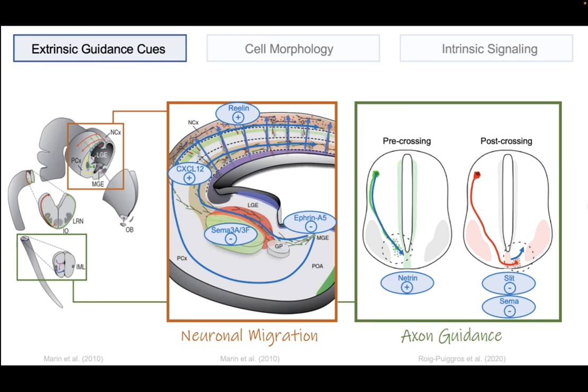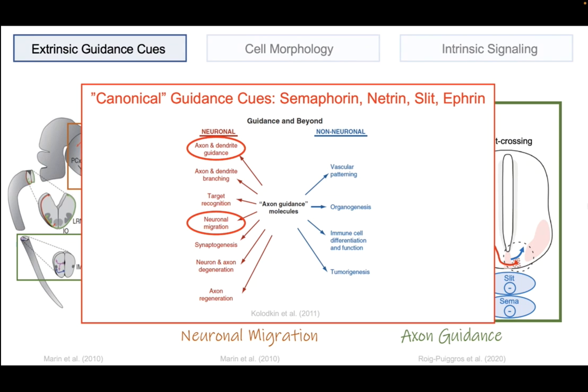One thing we notice when comparing these examples is that there are so-called canonical guidance cues which influence both neuronal migration and axon guidance and classically comprise semaphorin, netrin, slit, and ephrin. In fact, it has even been shown that their effects go far beyond guidance and the nervous system. To better understand how the same canonical guidance cues can govern both of these processes, it is helpful to take a closer look at how neuronal migration and axon guidance are different on a cell morphological level.